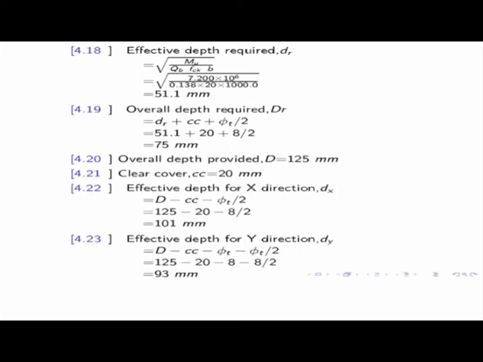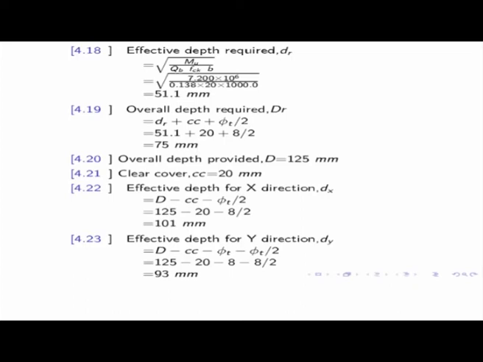So with a clear cover of 20 millimeter, the effective depth for the X direction, dx, is d minus cc minus phi t by 2, which comes to 101. For the other direction, the outer bar is the one you will see first on the slab. Above that you will get another bar layer perpendicular to it. That means these two bars are perpendicular, one along the X direction, the other along the other.